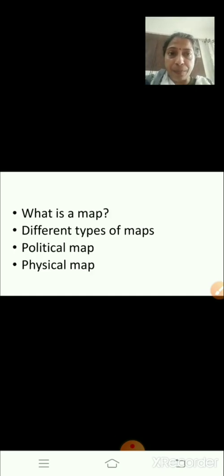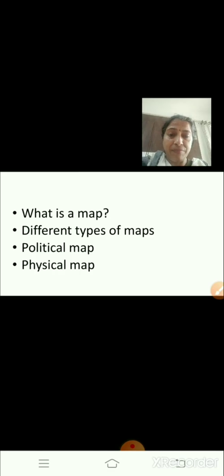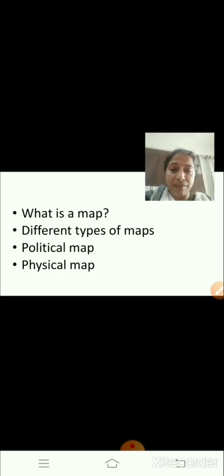Before going to the next topic, let's quickly recall what we had learned in the previous class. In the previous class, we had learned what is a map, different types of maps, that is political map and physical map. So children, what is a map? Yes, a map is a drawing of the earth's surface or a part of it on a piece of paper.